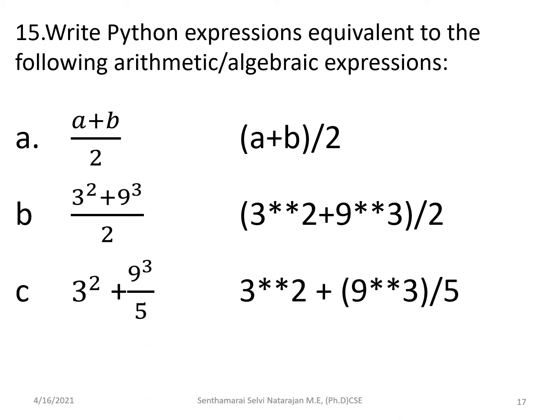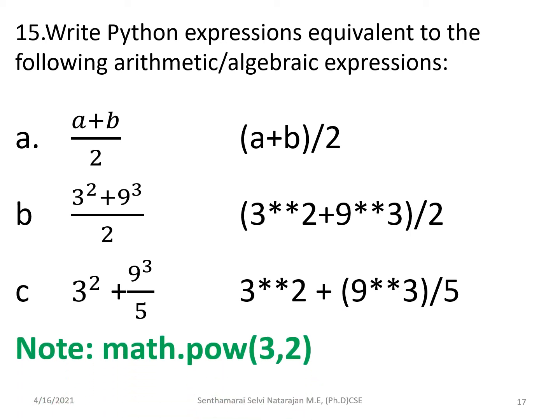Next is the same thing, 3 square plus 9 cube by 5. The 3 square is to be done separately and then 9 cube. Performing this operation, you then have to add it with this 3 square. So I have specified this with the help of braces. Next expression, here you can note that instead of this 3 square you can go for math.pow of 3 comma 2. This function can be replaced with this.